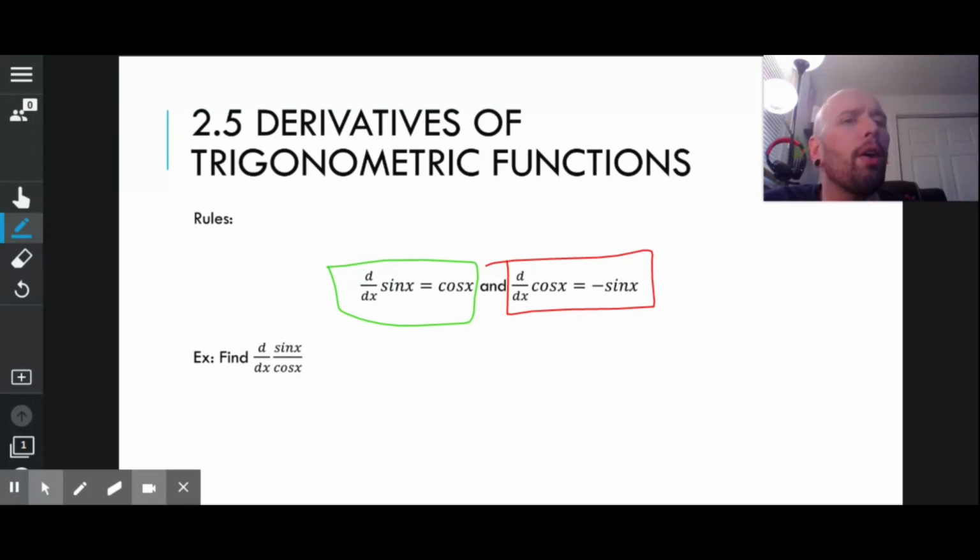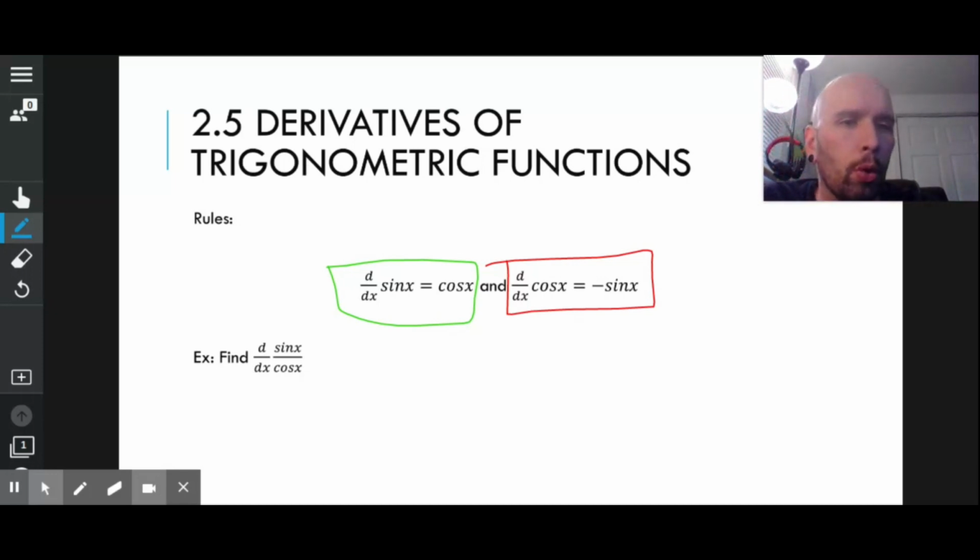I don't want to go off on a tangent, so I'm just going to get right to the problem. Tangent. Well, I need to find the derivative of a quotient, so I'm going to use the quotient rule.